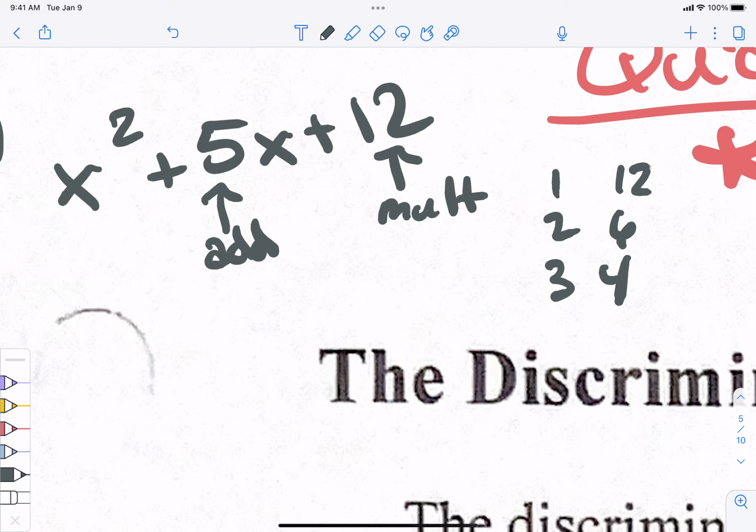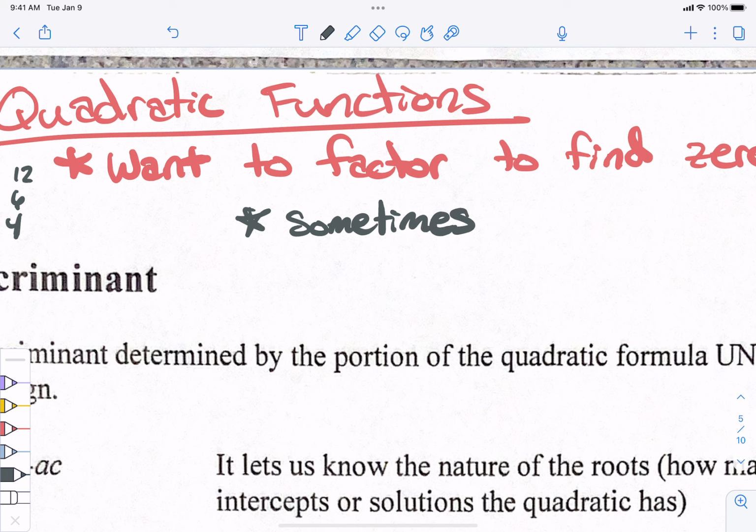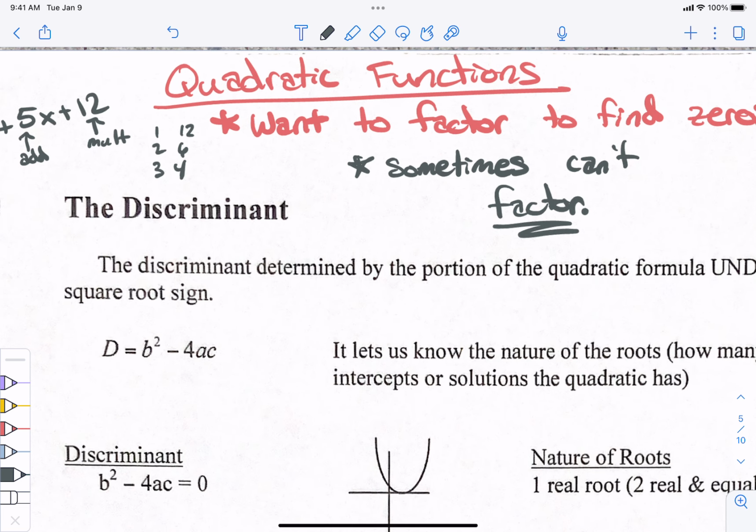That doesn't mean this thing doesn't have zeros. It just means those zeros are probably ugly decimal numbers. And to find them, we have to use the quadratic formula. Does that make sense? Why do we need this though? Sometimes we can't factor, and that's just the way that it goes. And when we can't factor, we use the quadratic formula. Part of the quadratic formula is something that's called the discriminant.